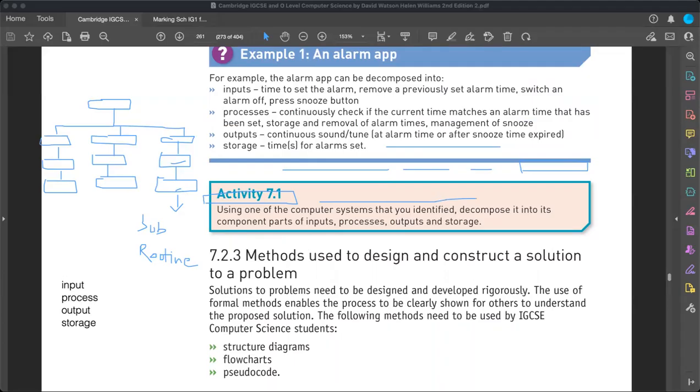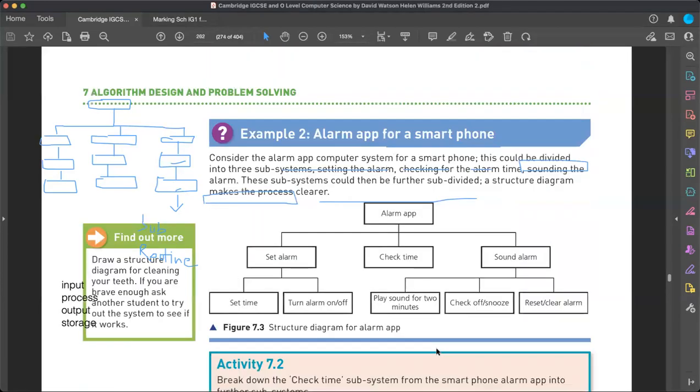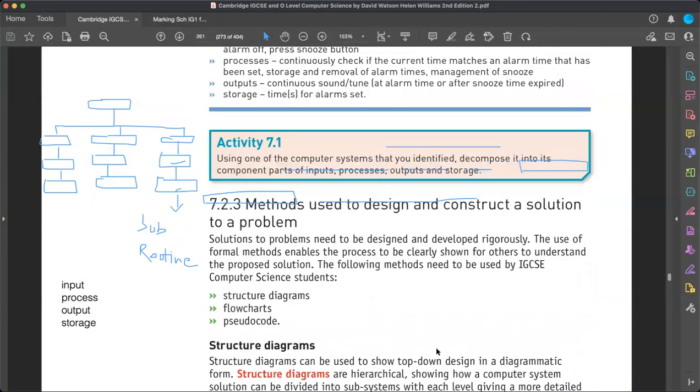1, 2, 3. Method used to design and construct a solution to a problem. This is also done. Decomposition and top-down design. 1, 2, 3, 4. Now 5th, the purpose of an algorithm and the process involved. The purpose of an algorithm. Just a second, we just go through.